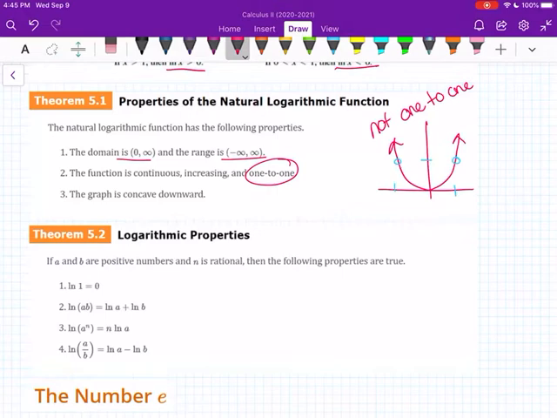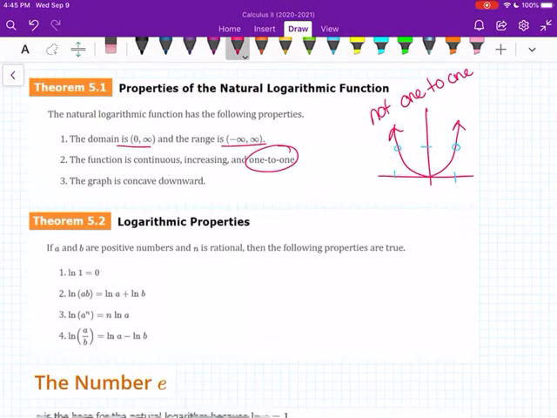All right, some log properties. When a and b are positive and n is rational, we have that the natural log of 1 is 0. The natural log of a product is the sum of the two things, so natural log of a plus natural log of b. If I have natural log of a to a power, then it's going to be equal to n times the natural log of a. And if I have the natural log of a quotient, a over b, then it's going to be the natural log of a minus the natural log of b. All right, this should all be pretty familiar to you. I don't expect any of this to be new. It might be things you forgot, but I don't expect this to be new.